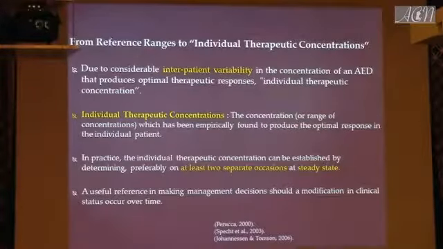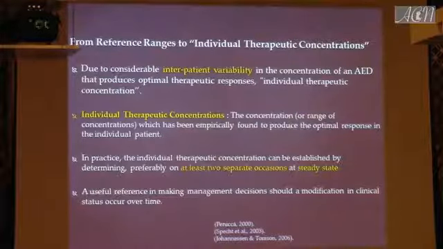Now, based on that, people moved from the reference range to the individual therapeutic concentration. Since everybody responds differently to a medication, they suggested, why not use the individual therapeutic concentration? Because every patient responds to the medication in a different way. And they define the individual therapeutic concentration as the range of concentration which has been empirically found to produce the optimal response in the individual patient. So every patient would have his own individual therapeutic concentration.